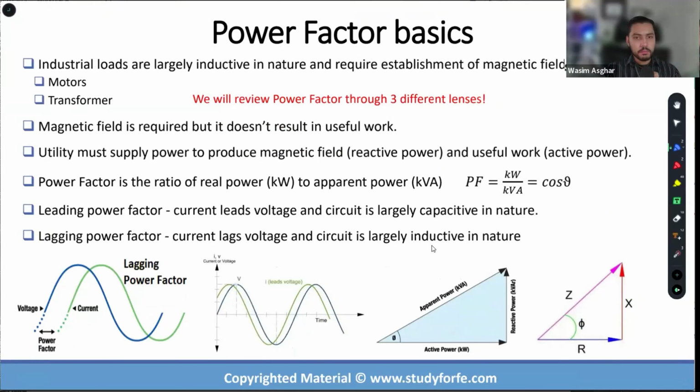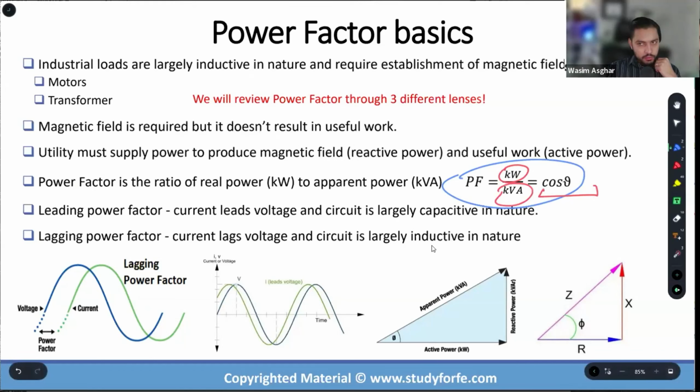AC systems, basically. Okay. Now, when we are dealing with power factor, we can take a multitude of different approaches. We can look at it strictly from the standpoint of our equation. We can memorize that power factor is the ratio of your real power in kilowatts or watts divided by your apparent power in VA or kVA. And while we are at it, also memorize that power factor is equal to cosine theta, right?